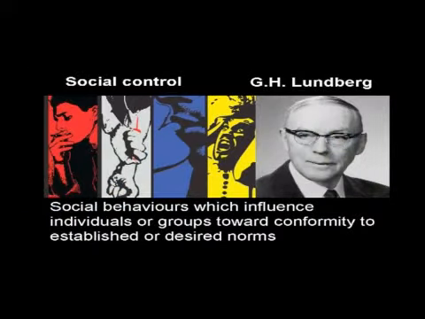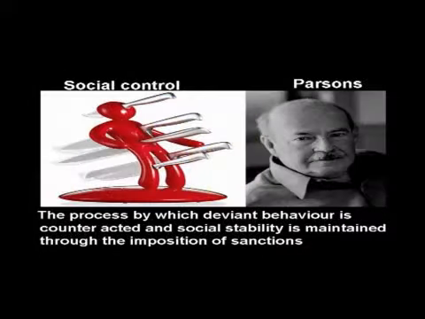G. H. Lundberg has said that social control refers to those social behaviors which influence individuals or groups towards conformity to established or desired norms. Parsons has defined social control as the process by which deviant behavior is counteracted and social stability is maintained through the imposition of sanctions. Now, I will explain to you the objectives of social control.